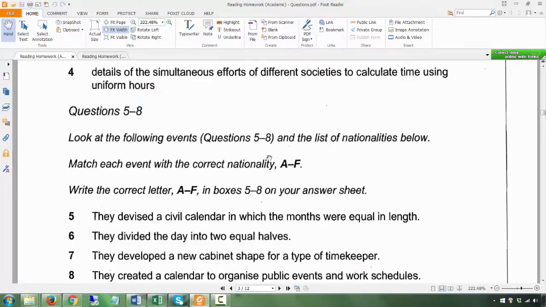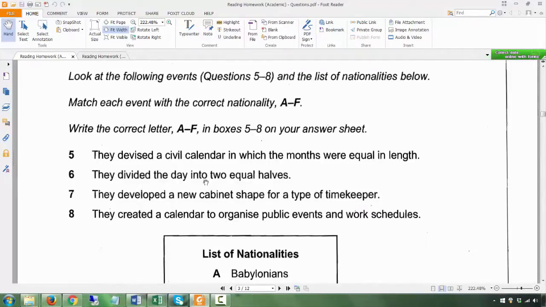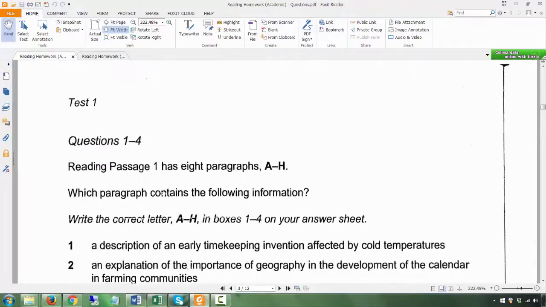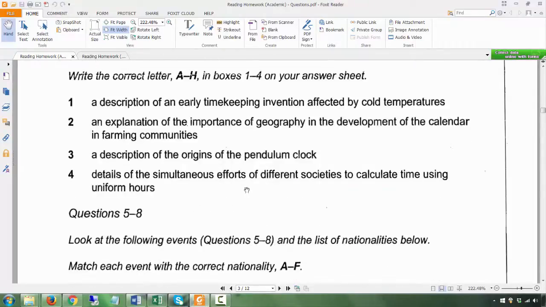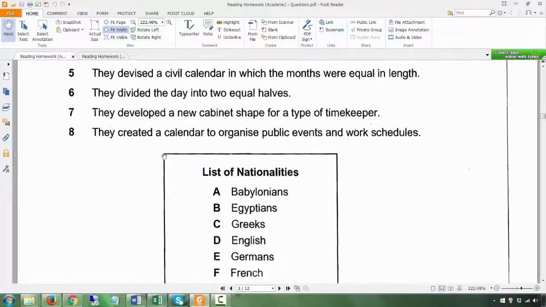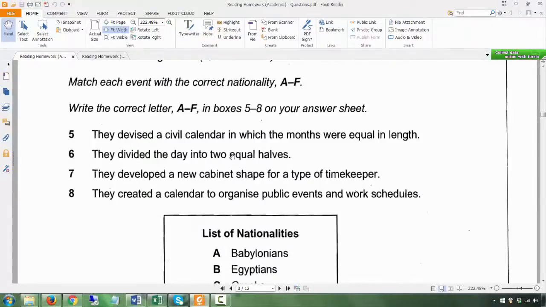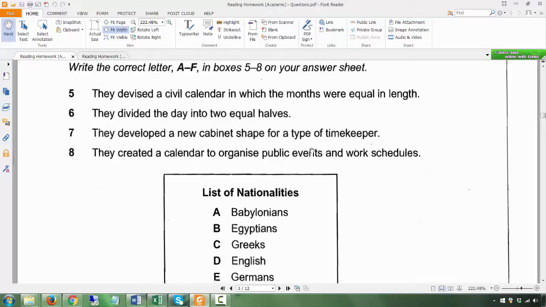Just going back to questions 1 to 4, this is matching information, and as you can see, the answers are D, B, F, and E. Of course, it's not in order, and it's not going to be in order. If not, it'll be too easy. 5 to 8, basically, this is called matching features. Again, the same thing. It's not going to be in order. So you're not matching with the paragraphs. You're matching with here the list of nationalities.